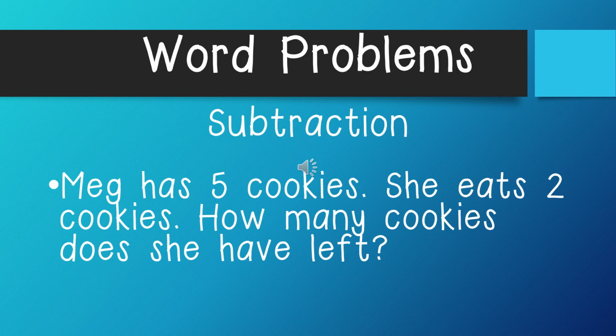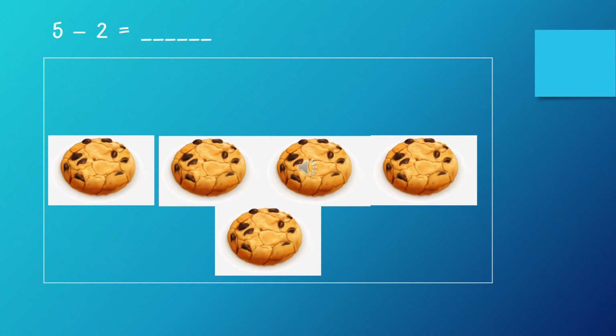Meg has 5 cookies. She eats 2 cookies. How many cookies does she have left? What's the first thing that I need to do? That's right, guys. I need to draw for the first number. And what is my first number? Right, my first number is 5. So let's draw for 5. 1, 2, 3, 4, 5.